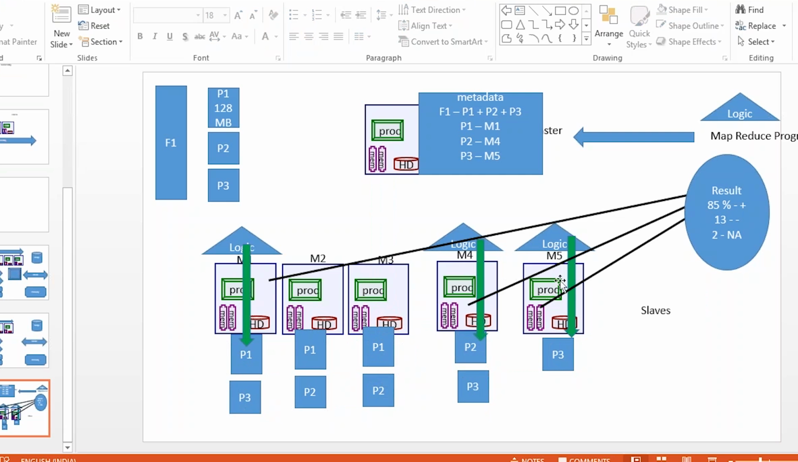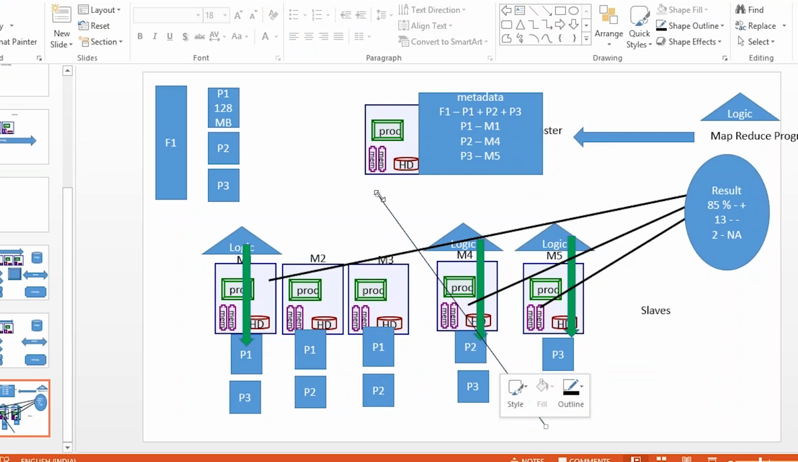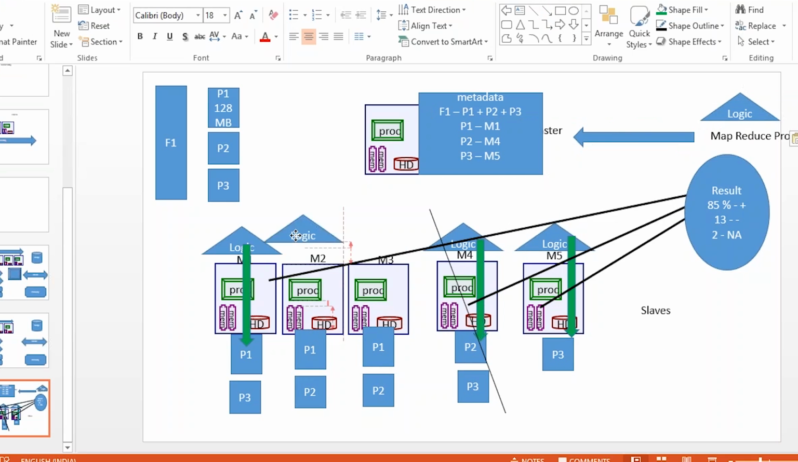By distributing it, the biggest advantage I'm going to get is, even if one machine fails, assume the machine which is processing part 2 fails, say machine 4 failed, which is processing P2, it will find which machine has the copy of P2. It will send the program near to that particular machine and get things done.